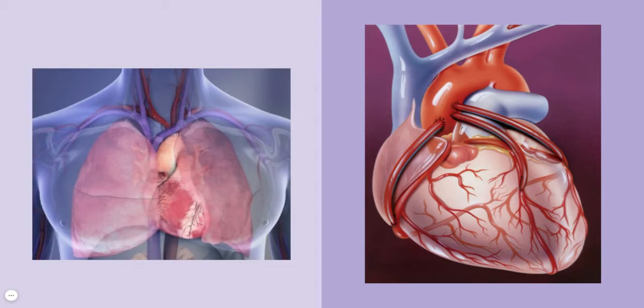Given the size differences between most members of the sexes, the weight of a female heart is approximately 250 to 300 grams (9 to 11 ounces), and the weight of a male heart is approximately 300 to 350 grams (11 to 12 ounces).